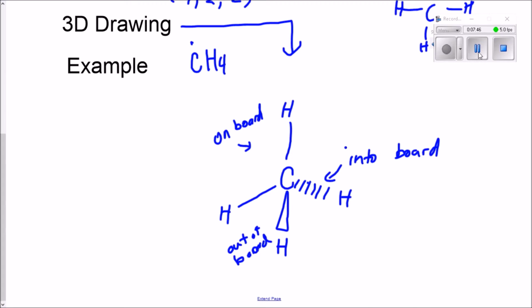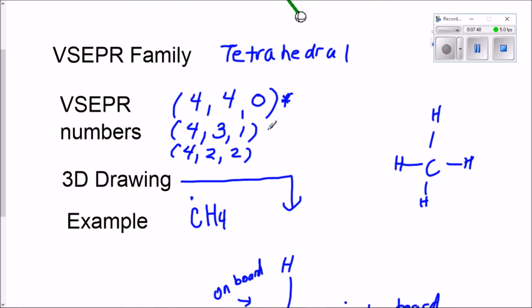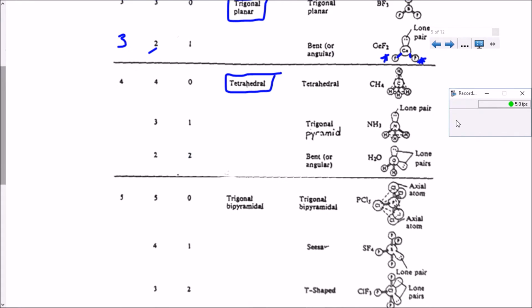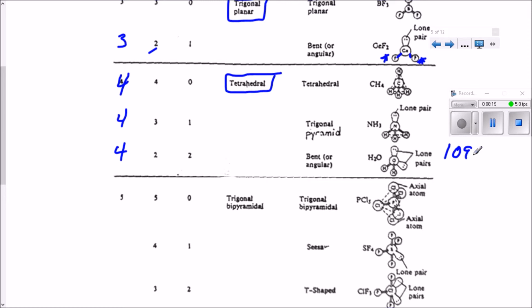Now let's go back up and look at 4, 3, 1 and 4, 2, 2. You can see in the tetrahedral shape, when you have 4, 3, 1, you have something called the trigonal pyramid shape, which we'll talk about in class. And you can have 4, 2, 2, which is actually a bent shape. We'll go over those to help you understand them further. But if you have 4 pairs of electrons, either bonded or lone pairs, you're in the tetrahedral shape. The angles that exist between them are 109.5 degrees.